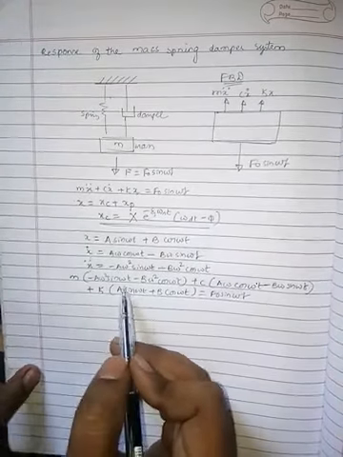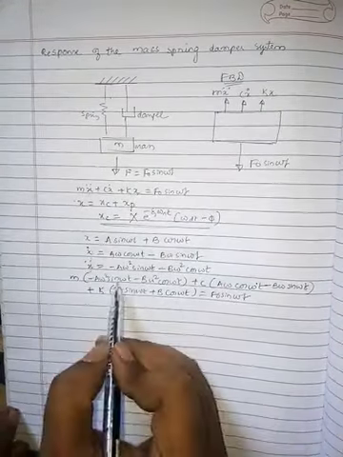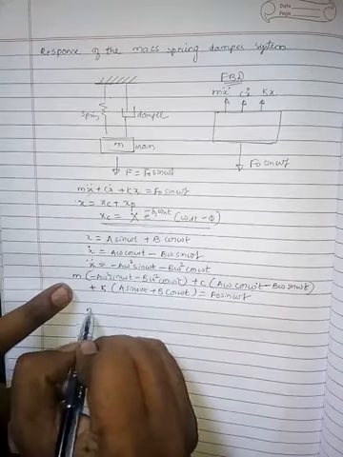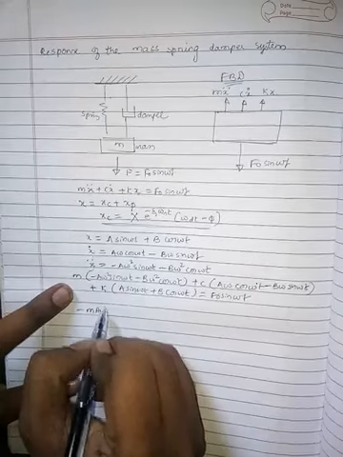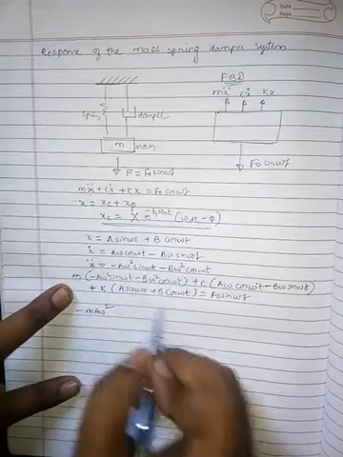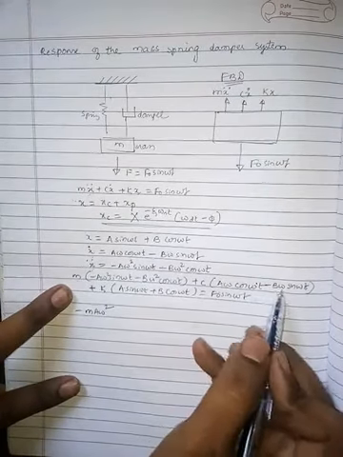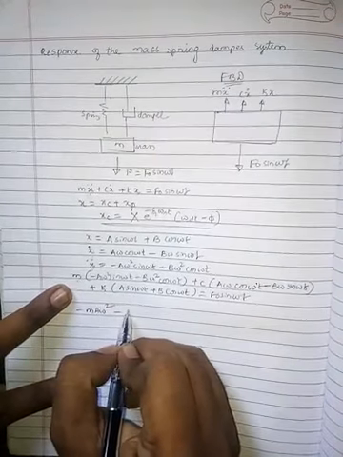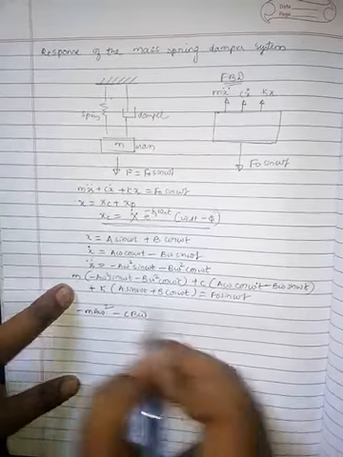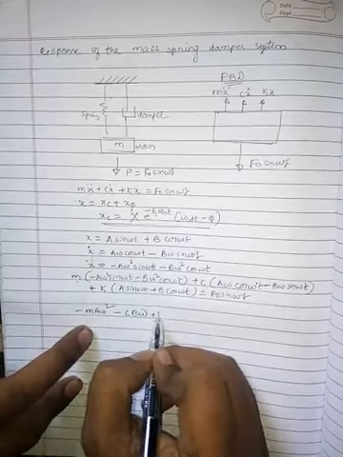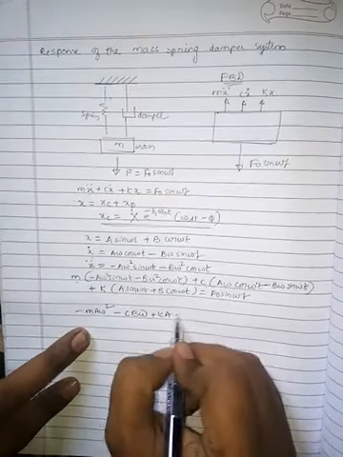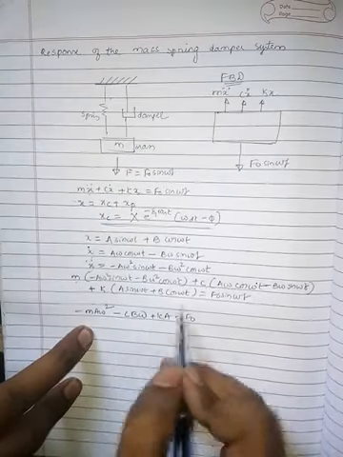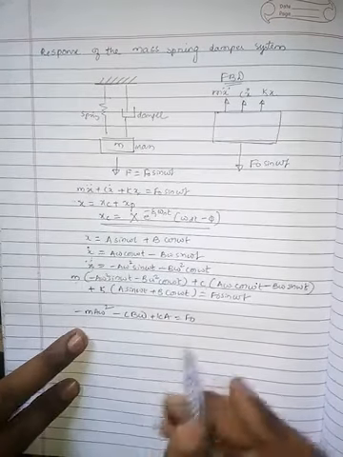Let us separate the sine component and the cos component. In this we have the sine component, that is minus m a omega square, minus c b omega, plus k a, and here it is F0. As sin omega t is in all terms, it gets cancelled, so we have this equation.